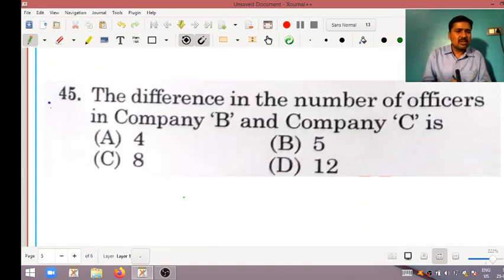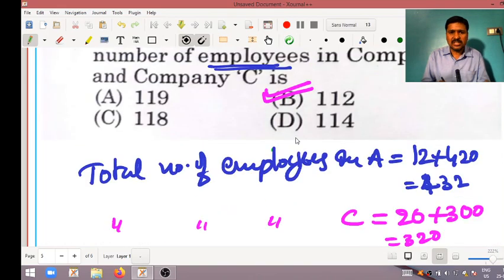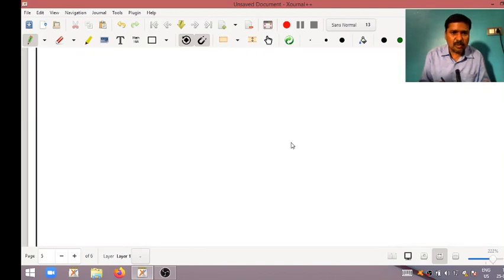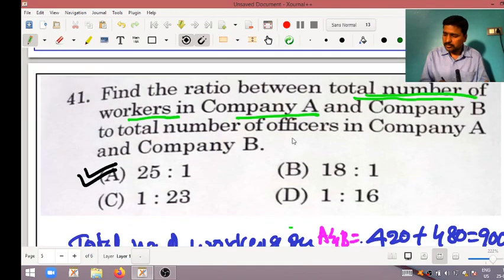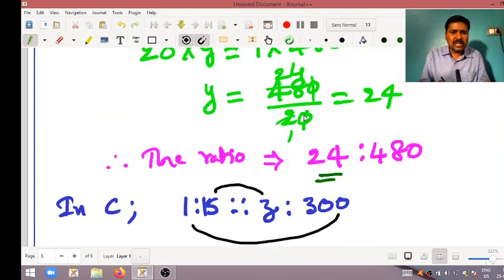In this Venn diagram, question 45. Difference in the number of officers in company B and number of officers in company C. So difference we want to find. How many officers in company B? See here, in B 24 officers are there.